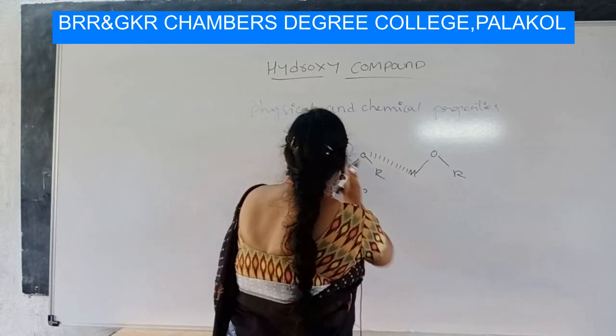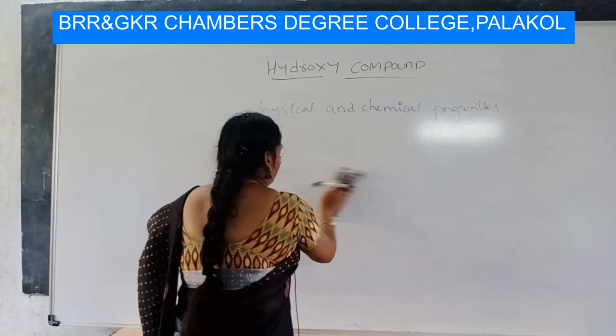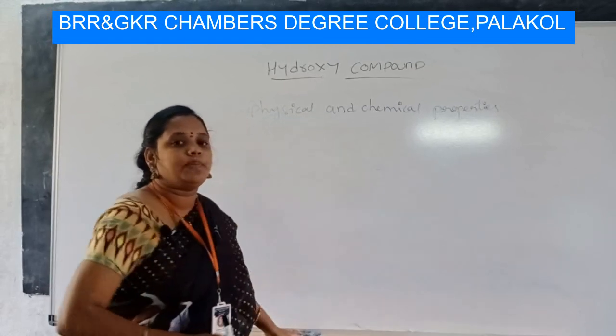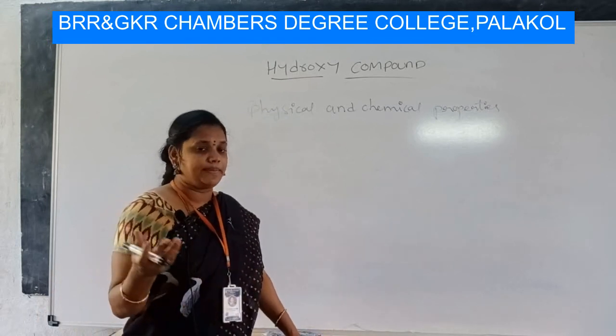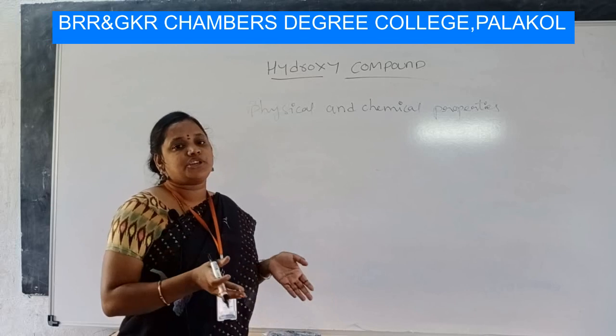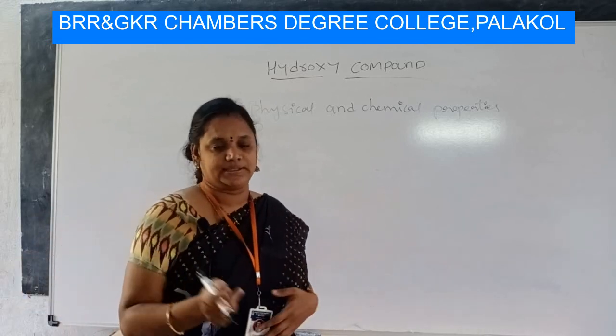Physical properties of alcohols, do you remember, students? You have to write about the hydrogen bonding, the solubility, and the melting and boiling points compared with alkanes. When compared with alkanes, they have very high boiling and melting points because of the association of alcohol molecules through hydrogen bonding. You have to write all those things, right?